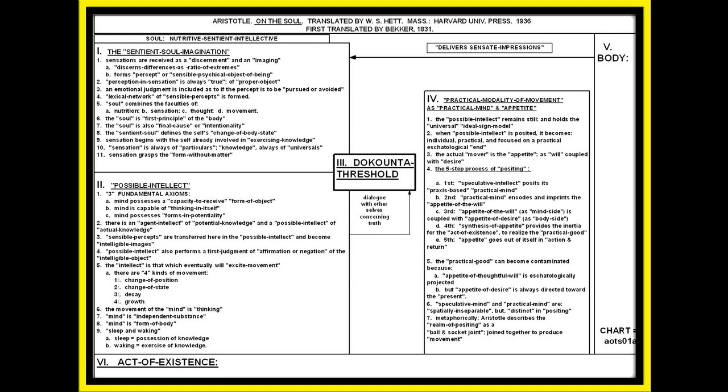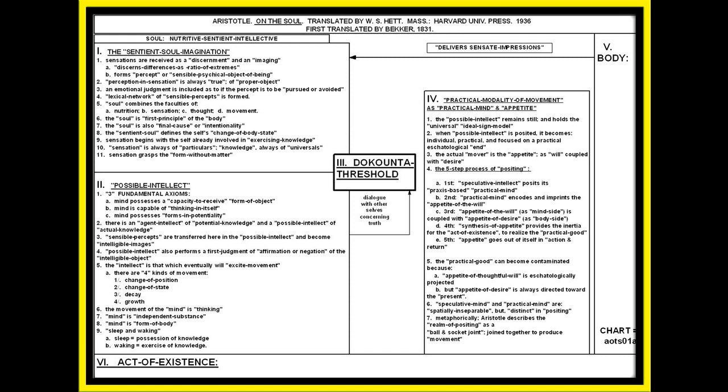Now, note 4 gives us our breakdown, the 5-step process of positing. The speculative intellect posits its praxis-based practical mind. Practical mind then encodes and imprints the appetite of the will. The will is informed by mind. It is informed by thinking.